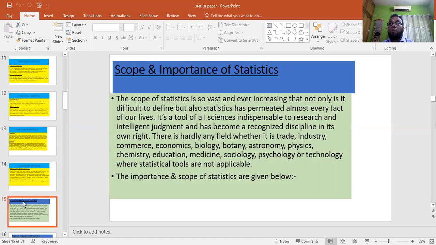Now, scope and importance of statistics.